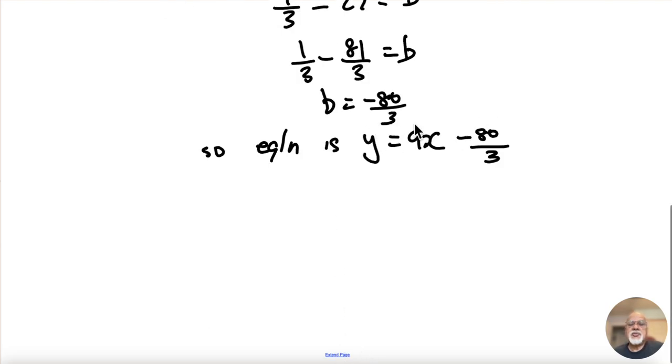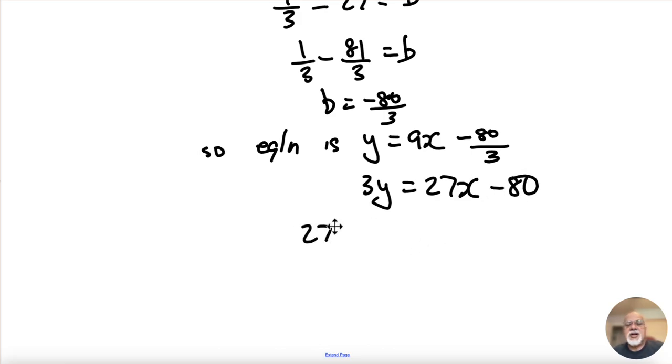Now, this is probably how you've learned to write equations of lines, namely in slope-intercept form. But on the AP exam, you may be required to give your answers in standard form, so you probably should do that here. To do that, I'm going to multiply everything by 3. So I end up getting 3y is equal to 27x minus 80. And so 27x minus 3y, I brought that 3y over, minus 80 is equal to 0. And this is now in standard form.